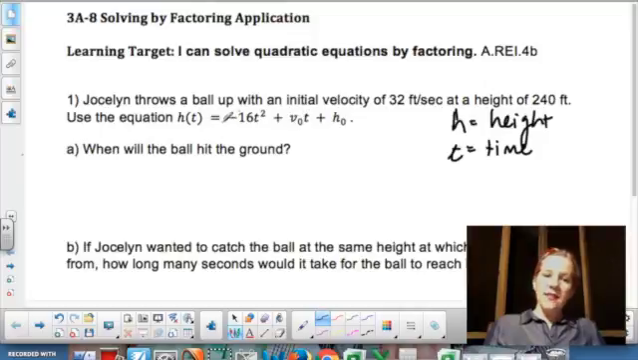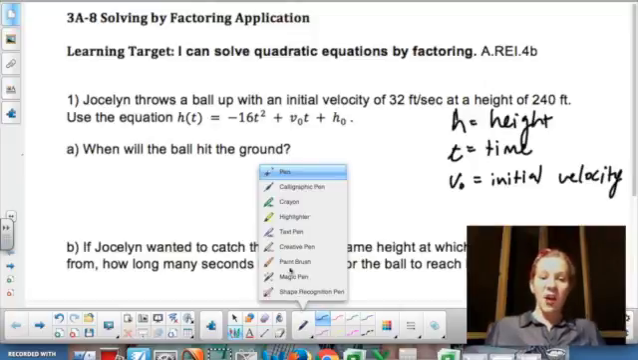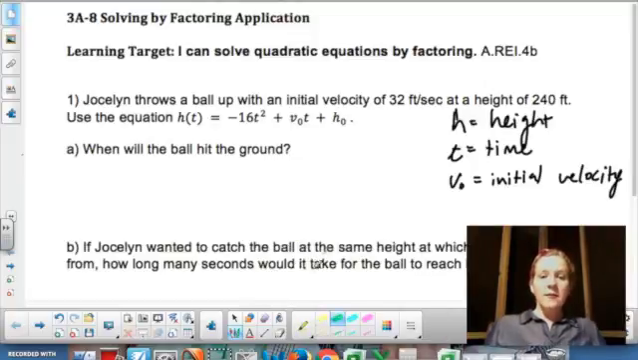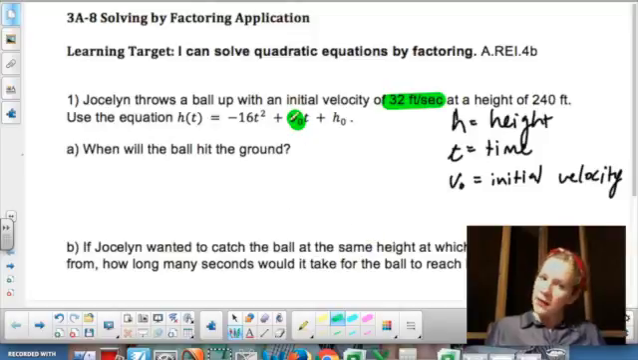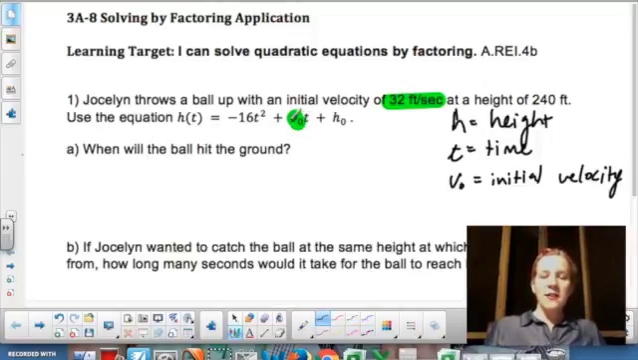And then it says negative 16 times time squared plus v sub 0. V sub 0 is your initial velocity. That means the velocity at the very start. When Jocelyn first throws the ball, how fast is it going? Well, we actually know that because it said that the initial velocity, or v sub 0, was 32 feet per second. So when we start plugging things in, that 32 is going to go in place of that v sub 0. The next thing in my formula is that initial velocity is multiplied by time, and then we have h sub 0.